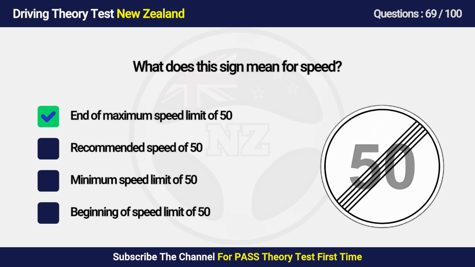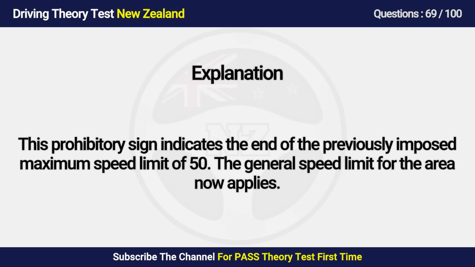Answers is A. End of maximum speed limit of 50. This prohibitory sign indicates the end of the previously imposed maximum speed limit of 50. The general speed limit for the area now applies.